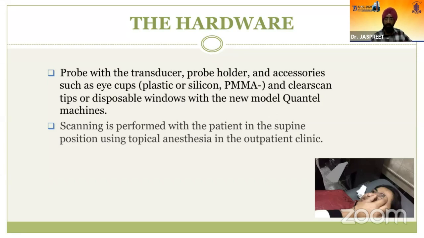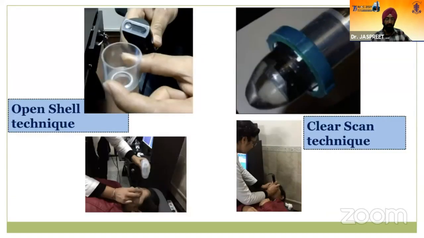Scanning is performed when the patient is in the supine position. It cannot be performed in the sitting position, and it's done under topical anesthesia in the outpatient clinic. So these are the two ways it could be done. The earlier way was like an immersion scan. You have a cup here, you fill it up with fluid, and you have the probe going inside. But now you have a clear scan technique where you have a sleeve which goes onto the probe, and you have fluid in that. You have a wider view, and it's more comfortable for the patient.